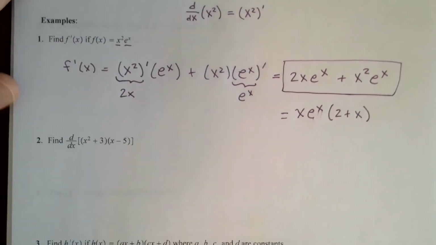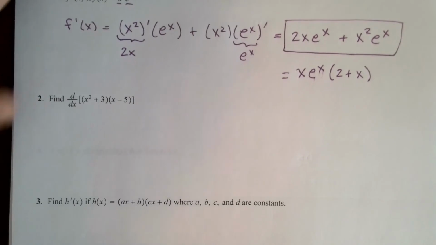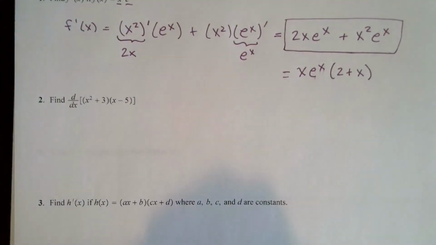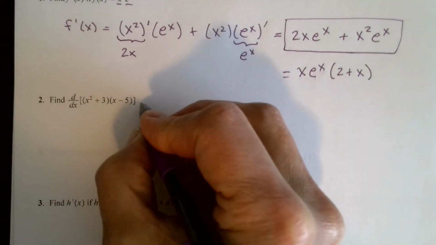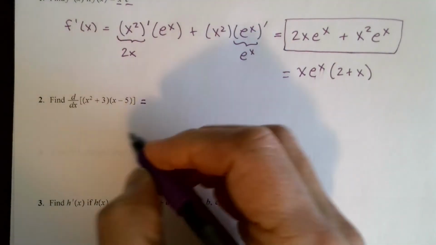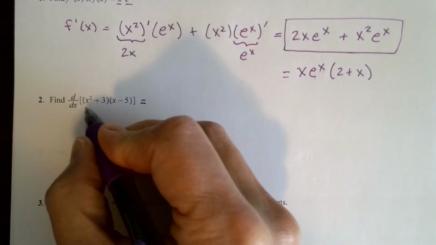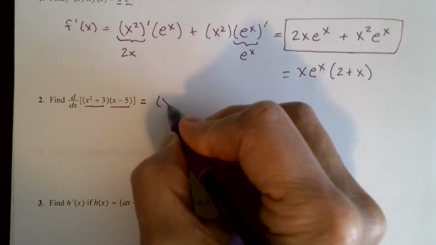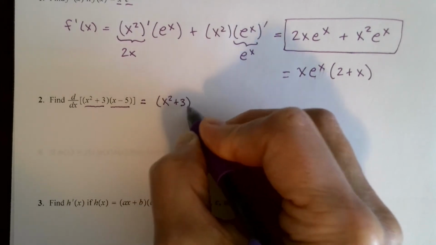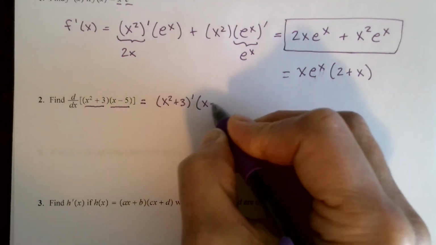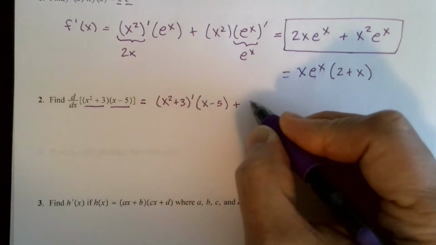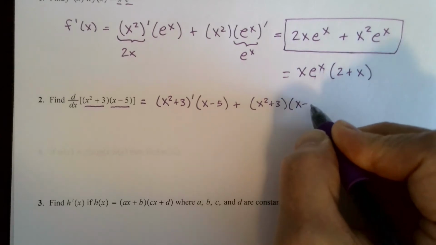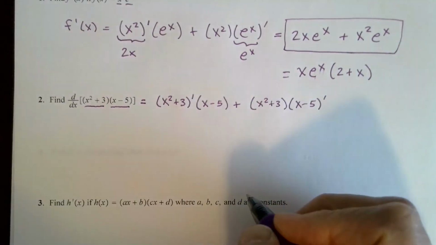Let's do another example here. Again, I have a product of two things. Now, I'm going to use the product rule, but I want you to think about whether this is the only way we could do this problem. I have the product of x squared plus 3 times x minus 5. So I'm going to take the derivative of the first one times the second plus the first times the derivative of the second.